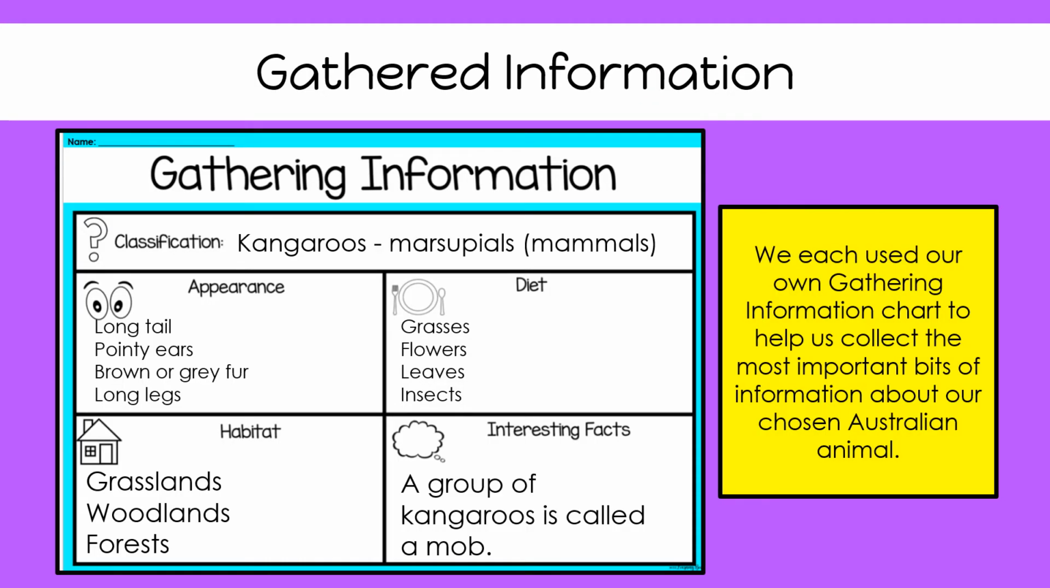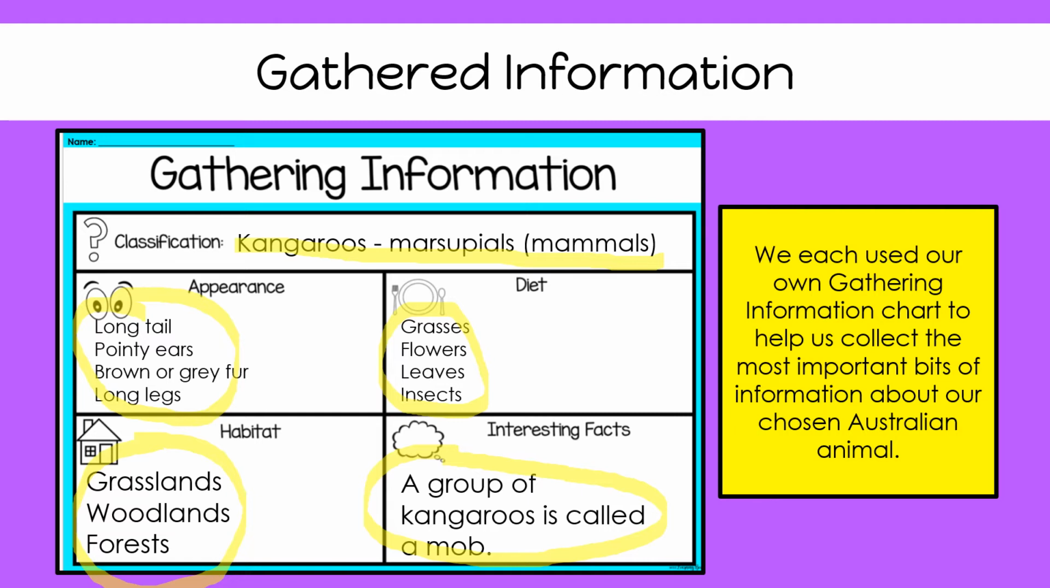Hopefully you kept your gathering information chart from last week's lesson, because this is now going to be really important for our writing of our information report today. So last week when we gathered information, we made sure that we had a classification. We had information about the animal's appearance. We had information about the diet, the habitat, and an interesting fact as well. So we are going to be using all of those parts to put together our proper report today.